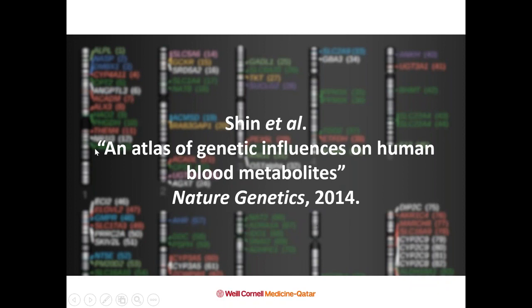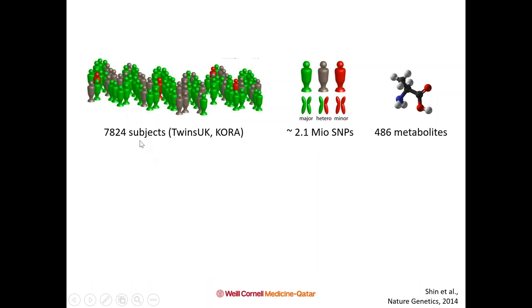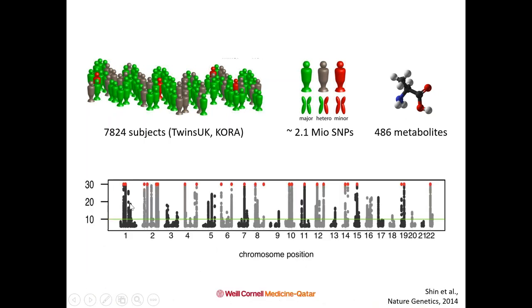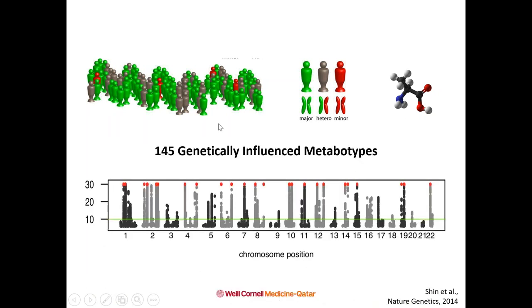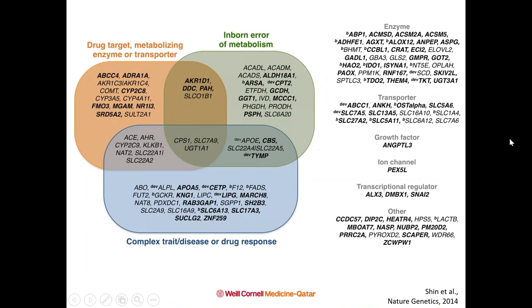So together with the Twins UK, we then went on and did a study on creating what we now call the Atlas of Genetic Influence on Human Blood Metabolites. So what we did here was we used nearly 8,000 people from the Twins UK and KORA, 2 million SNPs, 500 metabolites, and a hugely dense Manhattan plot came out. So we found 145 validated, replicated, genetically influenced metabotypes.